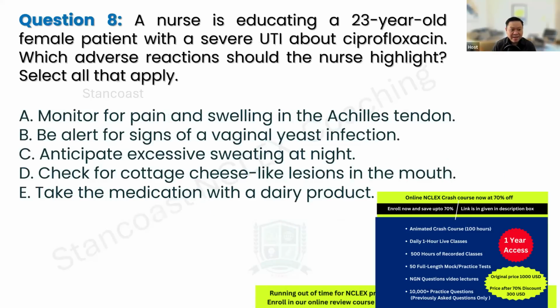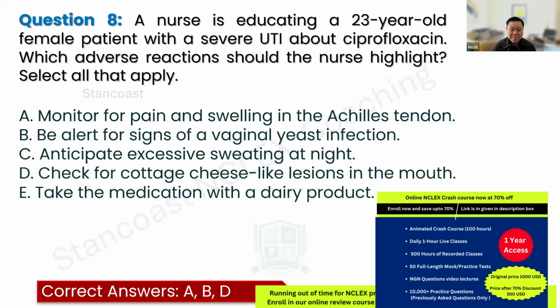Number 8, a nurse is educating a 23-year-old female patient with a severe UTI about ciprofloxacin. Which adverse reaction should the nurse highlight? Select all that apply. A. Monitor for pain and swelling in the Achilles tendon. B. Be alert for signs of a vaginal yeast infection. C. Anticipate excessive sweating at night. D. Check for cottage cheese-like lesions in the mouth. And E. Take the medication with a dairy product. The answers here are letters A, B, and D.